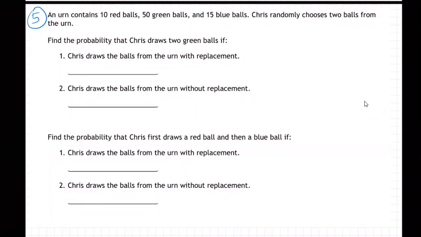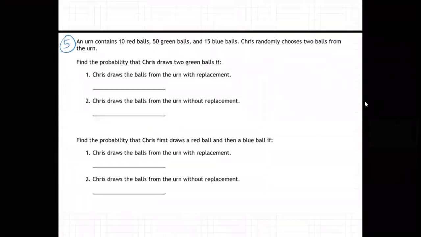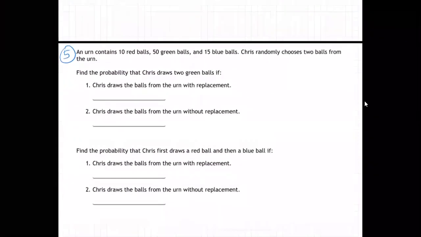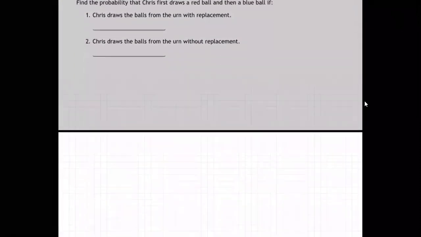Okay, so we've got this whole with replacement, without replacement thing. So what I'm going to do is draw a tree to represent this. First, I'm going to do the with replacement. What do I have in there? 10 red, 50 green, 15 blue.